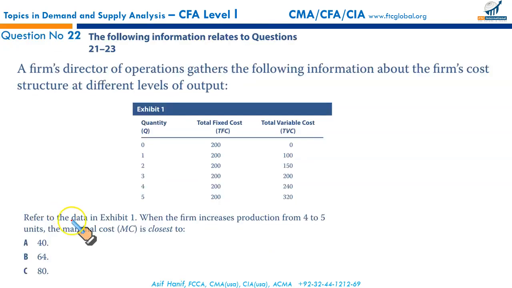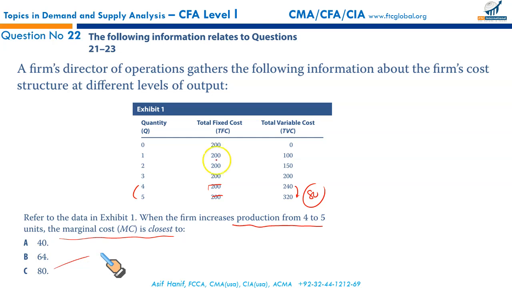Same data. Refer to the data in Exhibit 1. When the firm increases production from 4 to 5, the marginal cost is closest to... Since fixed cost doesn't change, that's the change you are seeing here. The variable cost is increasing from 240 to 320. So basically there has been an increase of 320 minus 240. For a 1 unit increase in quantity, your cost rose from the 240 level to 320, so that's the difference of 80. So that makes C the correct option.